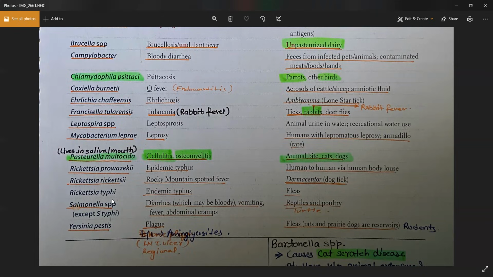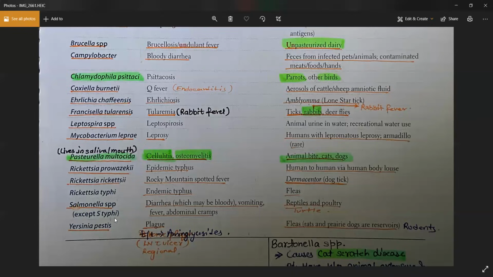Then comes the Salmonella species. And like I told you, you will acquire the infection from the chickens, hens, eggs, reptiles. Remember snakes or the turtles. Okay, so you'll get a diarrhea, which is most commonly bloody type. And remember a fact about sickle cell anemia, these Salmonella species are the most common cause of osteomyelitis in case of sickle cell anemic patient.